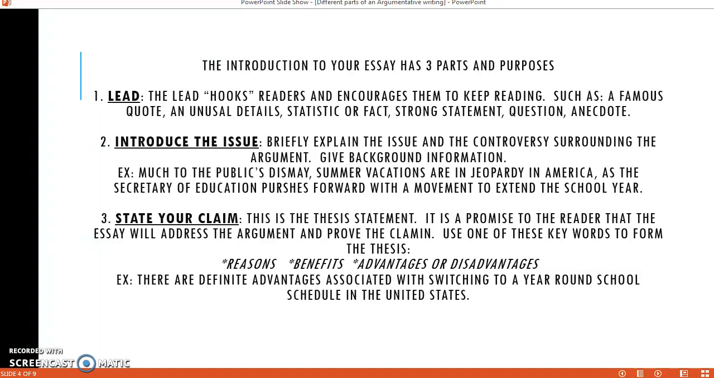You're going to have to excuse my typos. I'm noticing them as I'm reading through, so I will correct those. So they're explaining the controversy and they're giving a little bit of background information.